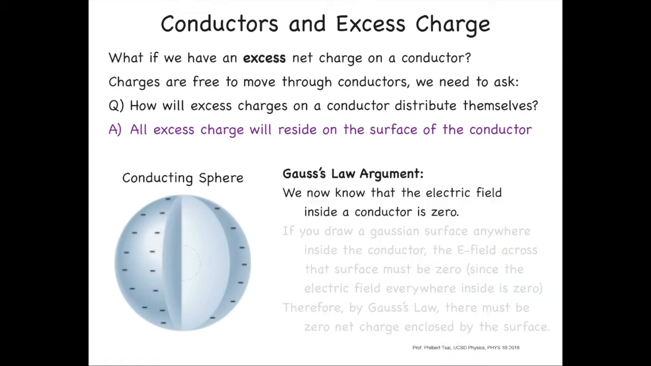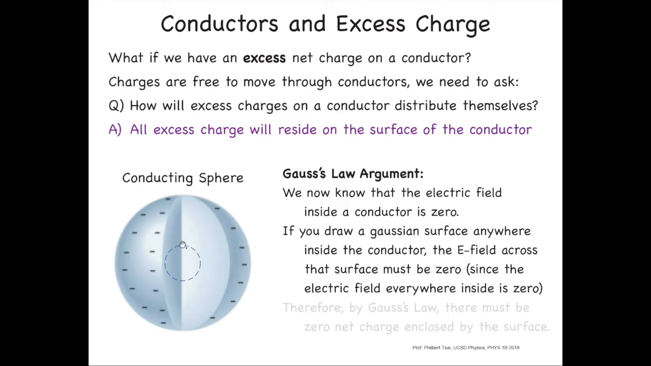Okay. So the other argument we can make to prove that all the excess charges on a conductor will very quickly move to the surface of the conductor and end up distributing itself there in the steady state is the Gauss's law argument, right? We know from the previous set of slides that the electric field inside a conductor is zero. So if we draw a Gaussian surface, this imaginary surface, like a spherical closed surface, I can't really draw a dashed sphere very easily. And we make that sphere completely contained inside the conductor. Well, then the E field that crosses that surface must be zero everywhere, right? Because the E field everywhere inside the conductor is zero.